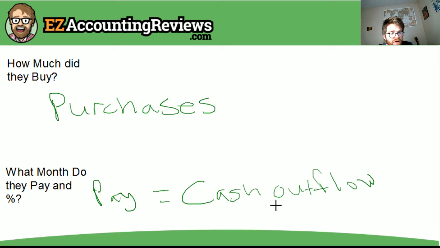meaning cash going out. Sometimes you buy stuff, but you don't pay for it right away. I mean, that's what debt is, right? But cash disbursements means to pay out. That's what you're doing. You're paying out in cash. And so we got to figure this out here. These are some good, important points that you have to know.